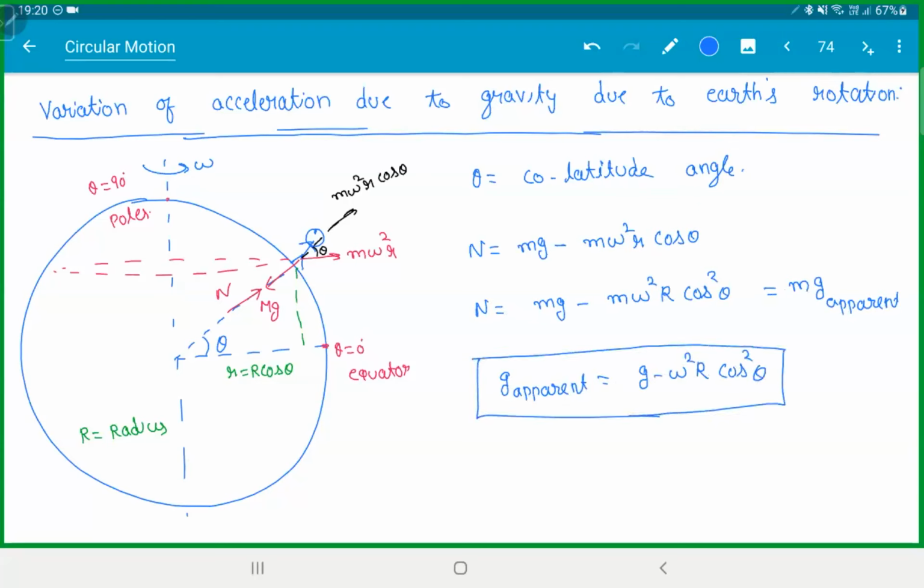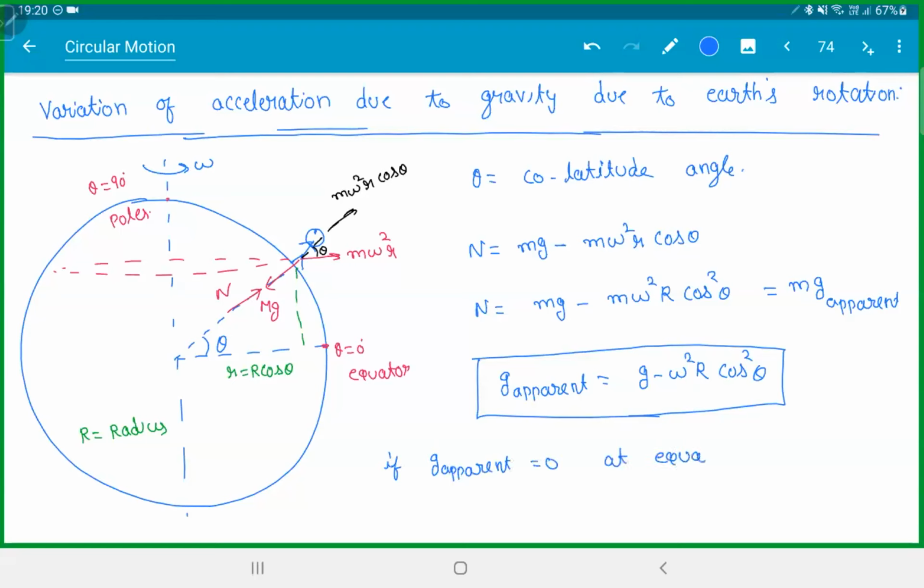So the exact gravity, you feel it at the North Pole. Normally when you launch rockets, it is preferable to launch near the equator, because the gravity value is a little less. You need less energy to make it go. So now if g apparent becomes 0 at the equator, they can ask a question like this.